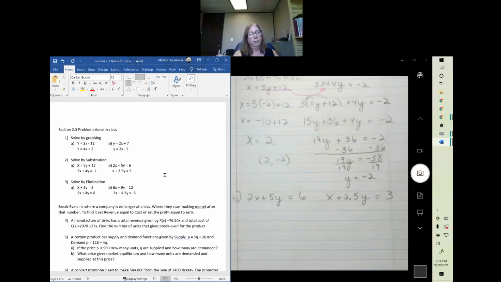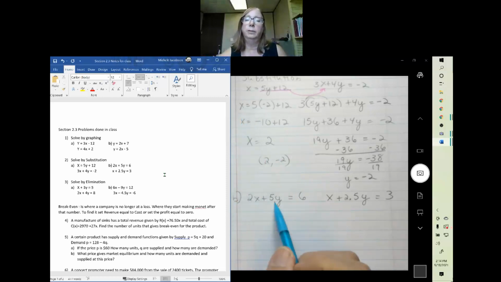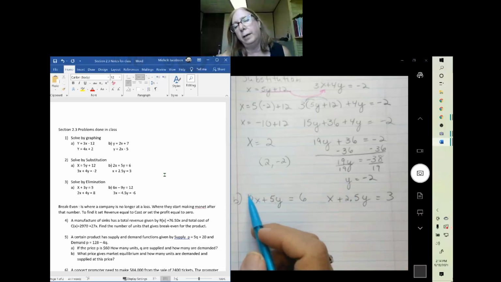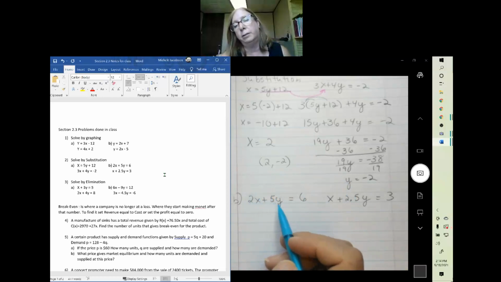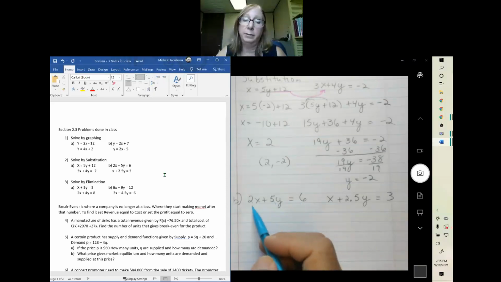So for the second one, it's not solved for a variable like this one was solved for x. This one's not. So we want to look at it. If we solve this for x, we're going to have to divide by 2, which is going to give me a fraction. If we solve for y, I got to divide by 5, which is going to give me fractions. Let's try the other one.